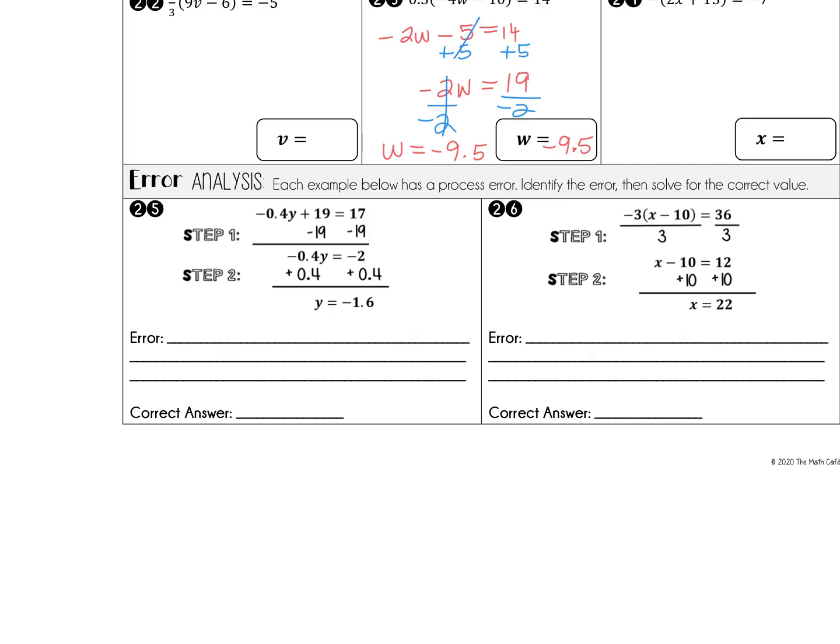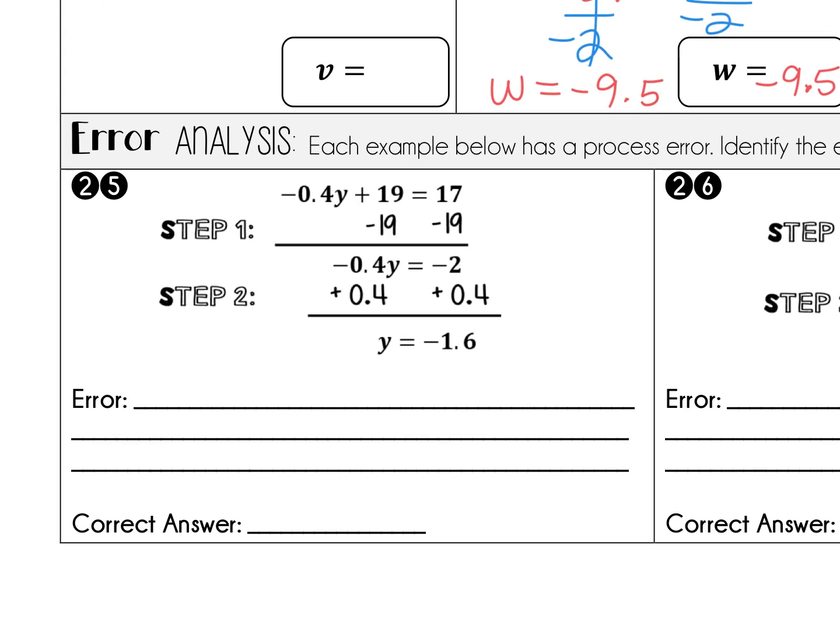It's an error analysis. Each example below has a process error. Identify the error, then solve for the correct value. Let's zoom in here on number 25. It reads -0.4y plus 19 equals 17. And it looks like in step 1, they subtracted 19 from both sides, leaving -0.4y equals -2.